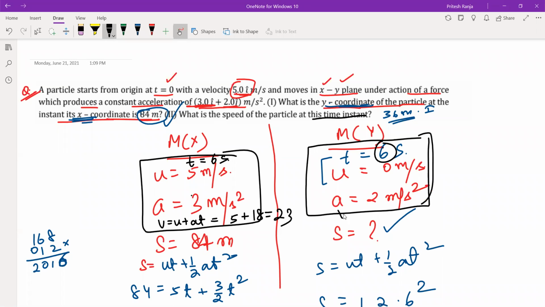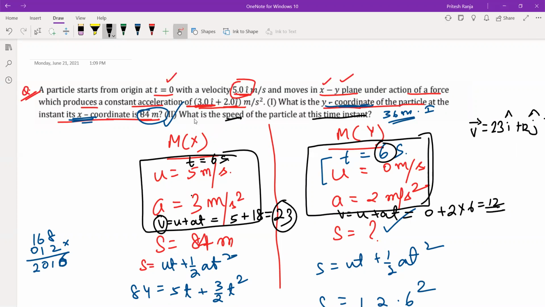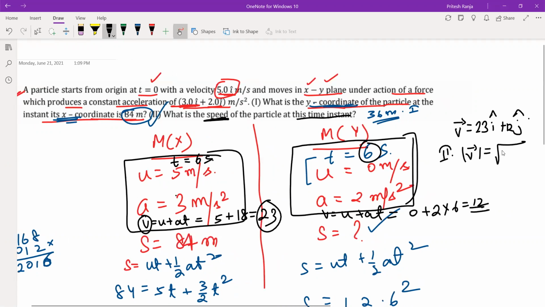Let us connect them. We will get v equals u plus at here also along y. So that will be 0 plus 2 into 6, that is 12. So the velocity we got is 23 along x. You have to find the speed, but you have got velocities. So the velocity vector we write is 23 i cap plus 12 j cap, right? That is the velocity. But question 2 is what is the speed? So what is speed? It is the magnitude of velocity, right? The magnitude of velocity is what we call speed.